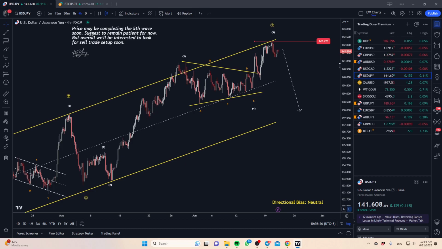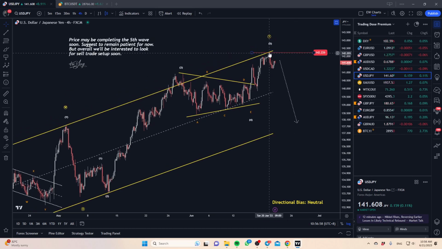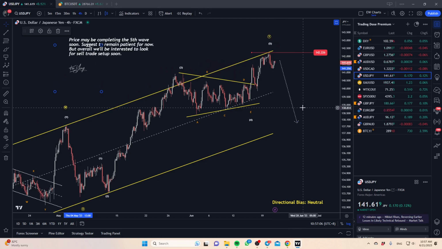And then we have the dollar yen. Dollar yen here potentially may have completed 5th wave. We did see a little bit of reaction yesterday, but I think it's still a little bit too early to commit to say that okay, we're gonna see the down move.